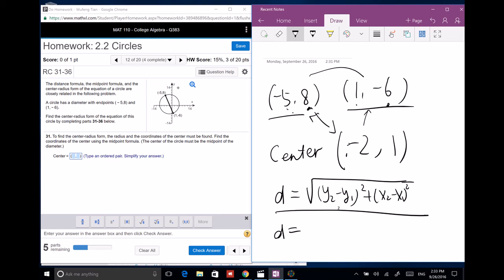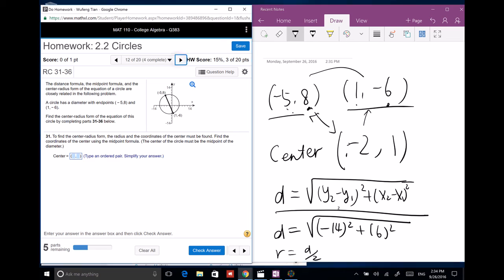It's up to you. So you can do the distance between -8 and -6, so it's -14 squared, plus 1 minus 5, so it's 6 squared. This is the diameter, okay? Now r equals d over 2. You simply have that, and you divide by 2, it's the radius. Let's continue to the next one.